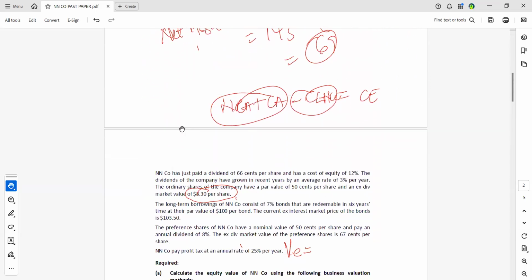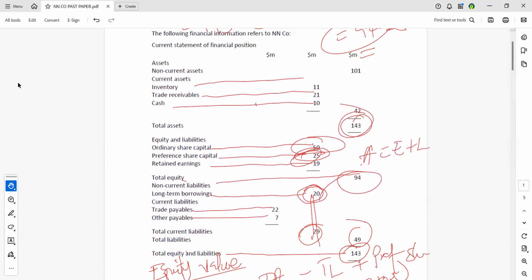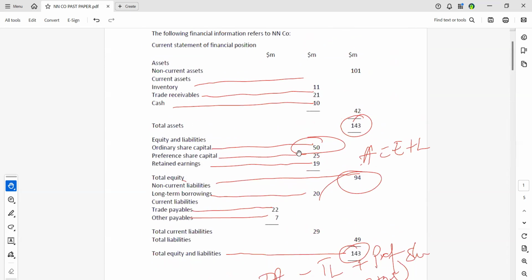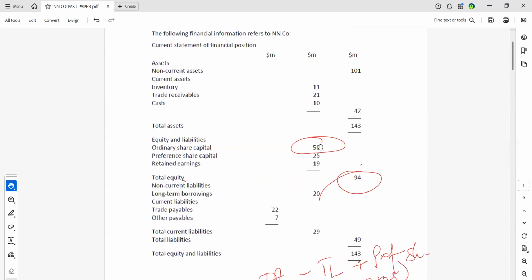Then we have the nominal value to be 50 cents. Be mindful of this, right? So it's 50 cents. The equity nominal value is 50 cents. Now, when you come here, the value of the equity, please be mindful. This can come up for you to calculate and get 1 mark.